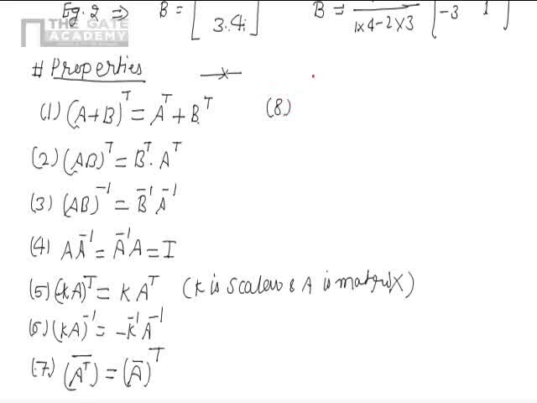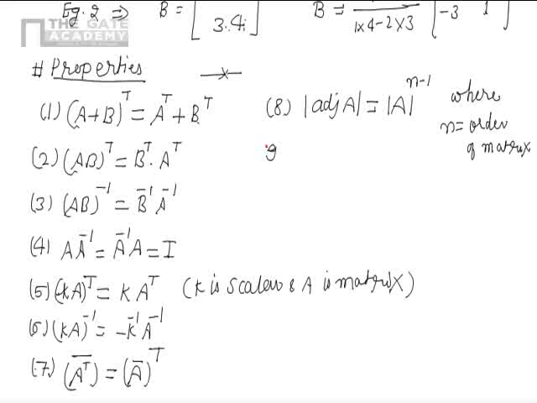Now another property is related to the adjoint. The determinant of adjoint of A is nothing but the determinant of A to the power n minus 1, where n is the order of the matrix. And if I want to find the determinant of adjoint of adjoint of A, this will be equal to determinant of A to the power n minus 1, whole square.